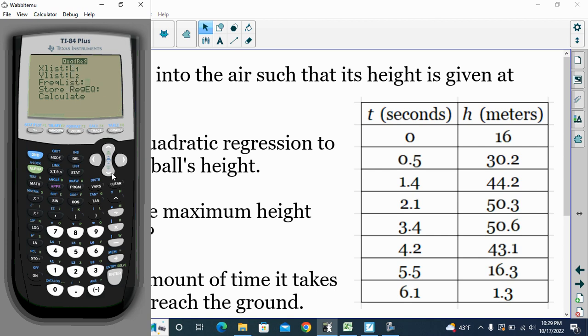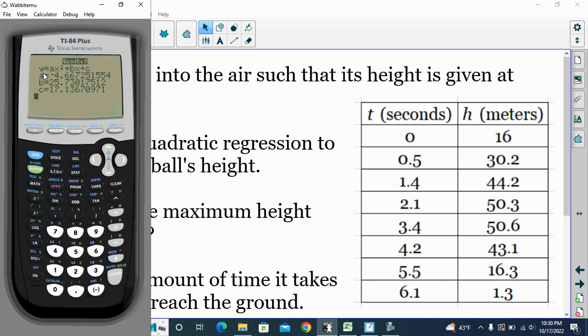It is important to store your regression equation under y1. We did that with linear regression equations, but we didn't really do much with it. You are going to need to store your regression equation under y1, and you do that by pushing alpha, trace, and then going to y1. And when I calculate, a couple things are going to happen.